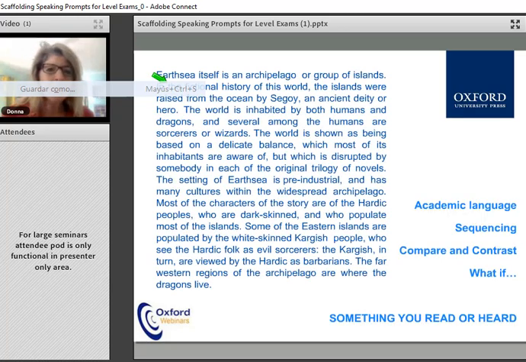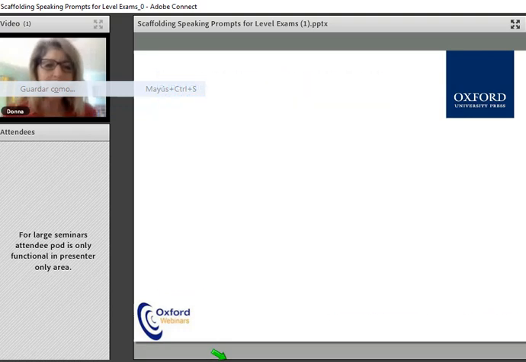Now, for level 2, this is very challenging, but we can help them understand this so that when they get to the exam and they read different paragraphs on the exam, they will be able to understand how to dissect, how to ignore some words, and to understand the whole idea at the same time. So this is something you read or heard. So we have this. Now we're going to scaffold this paragraph from the book. This is the first paragraph of the book.